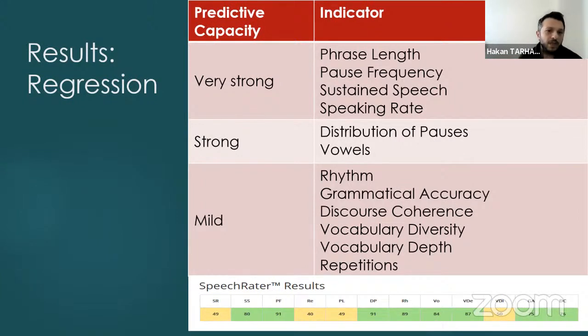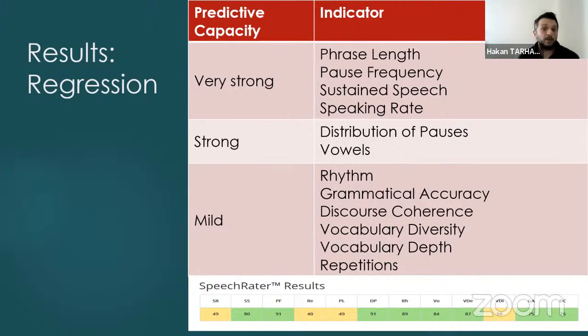Now, based on the results, our second audio, the higher performer in the demonstration, I would like to briefly mention how ETS explains each of these dimensions. Phrase length is about how long the phrases are on average. Pause frequency is about how often one pauses when speaking. Sustained speech is about how smoothly you speak without any interruption. Speaking rate is about how fast you speak. The faster, the better, they think.